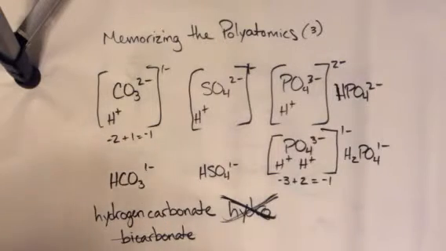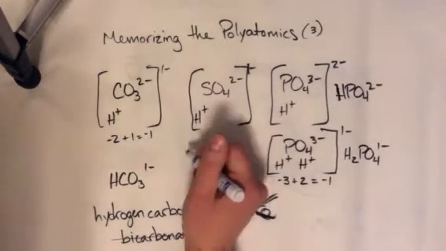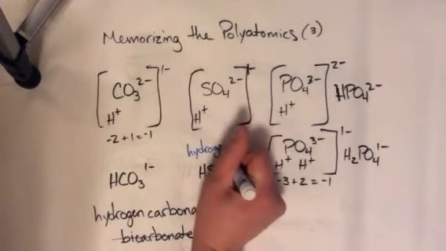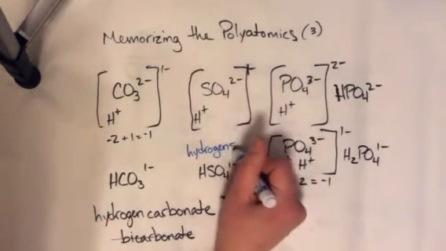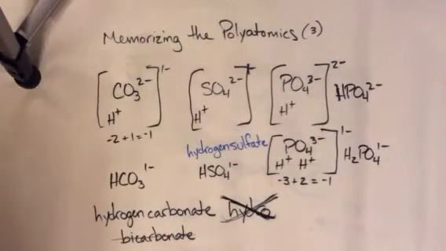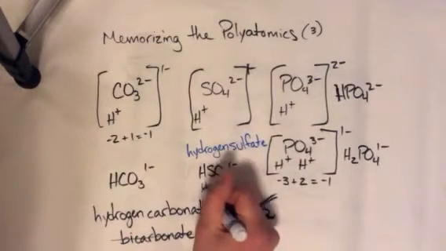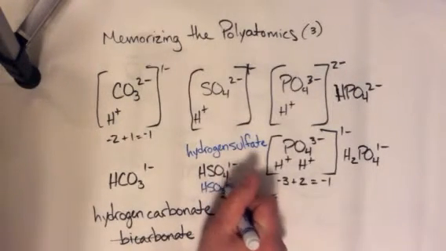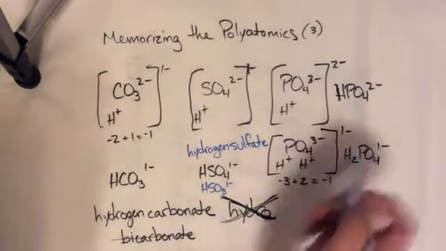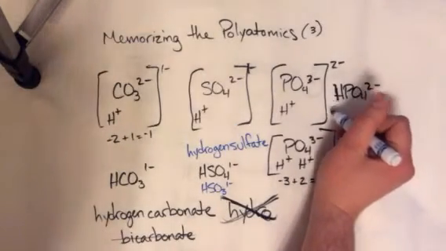Hydrogen carbonate. Well, this one is hydrogen, can you guess? Sulfate, right? Hey, look at that, right? And by the way, we can do this with sulfite also. If we did HSO3 1 minus, that would be hydrogen sulfite. Easy peasy, right? Hydrogen phosphate.